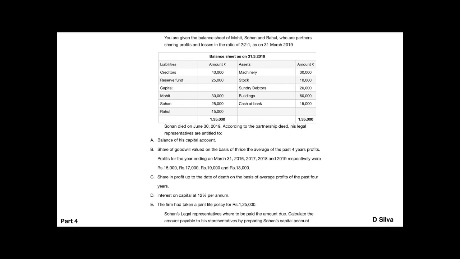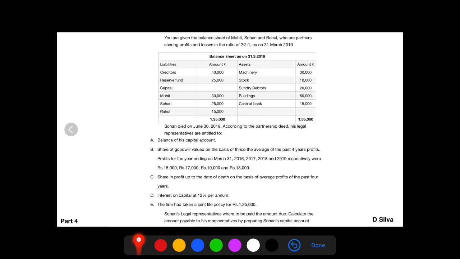Hello students, let's look into the next question. Under death of a partner, you're given the balance sheet of Mohit, Sohan and Rahul, who are partners sharing profits and losses in the ratio of 2:2:1.